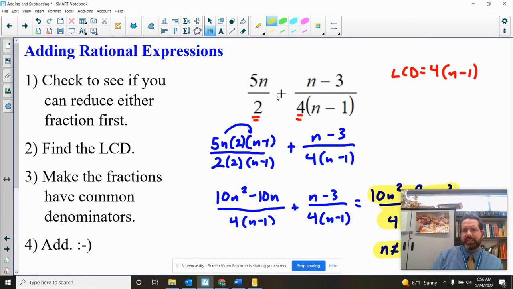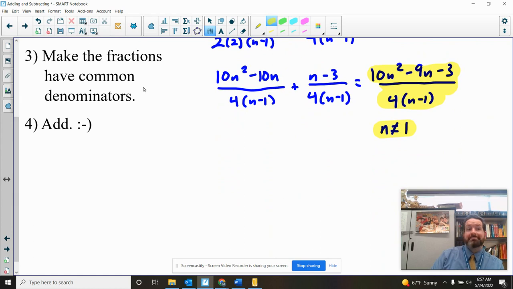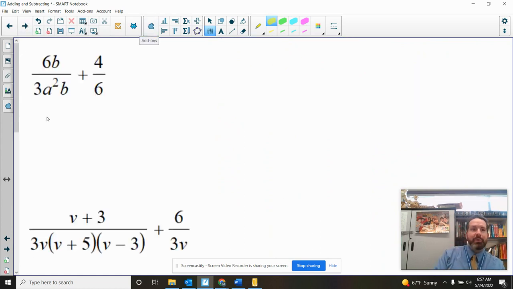First, check to see if there's any reducing in either fraction. There wasn't. Next, find your LCD. This is generally one of the trickier parts. Between 2 and 4, the least common multiple is 4, and we need that factor of n-1 showing up as well. Make now your fractions have that common denominator. The second fraction already did, nothing to change. The first fraction needed an additional factor of 2 and n-1, so we did those on the bottom and on the top. The rest then was just simplifying the tops so we can add them together and including the restrictions on your variable. Let's do a few more examples, and then we will wrap this up.